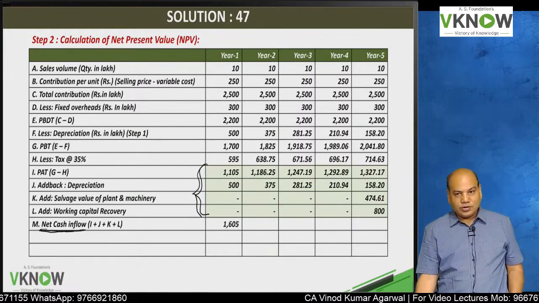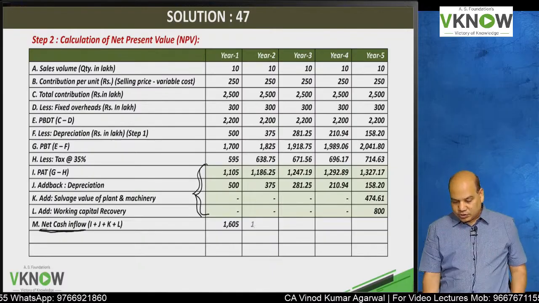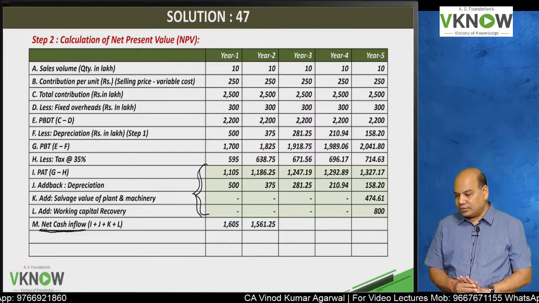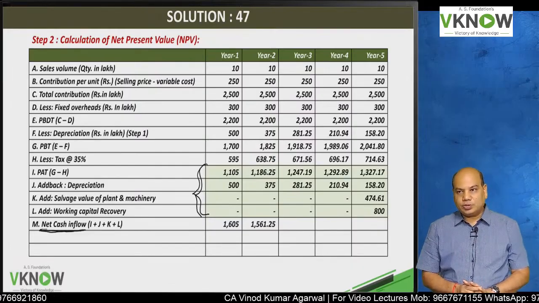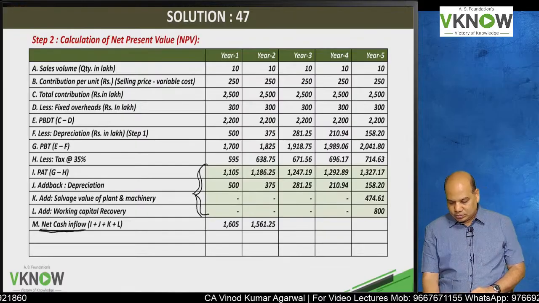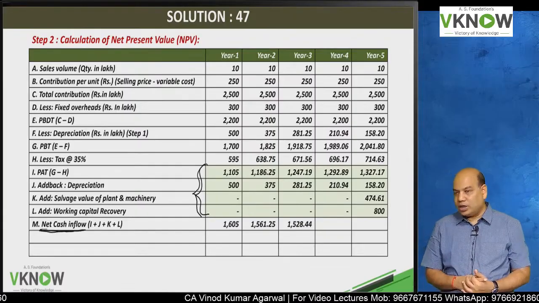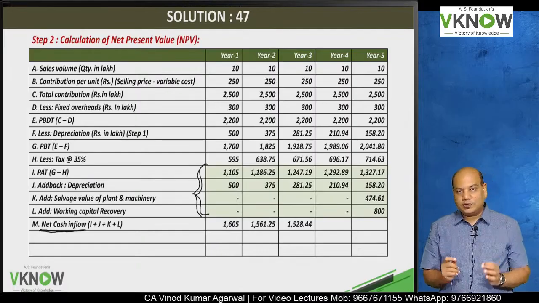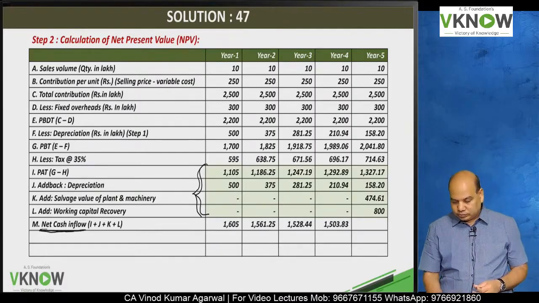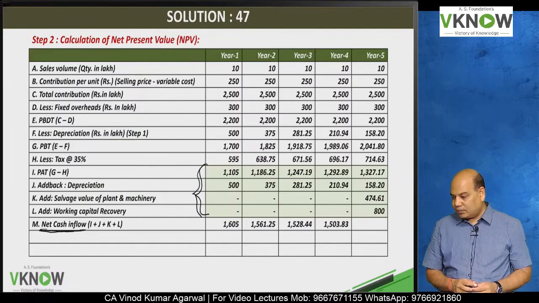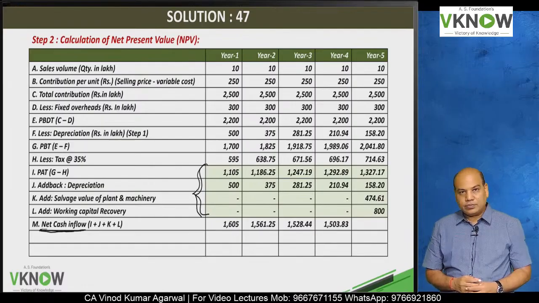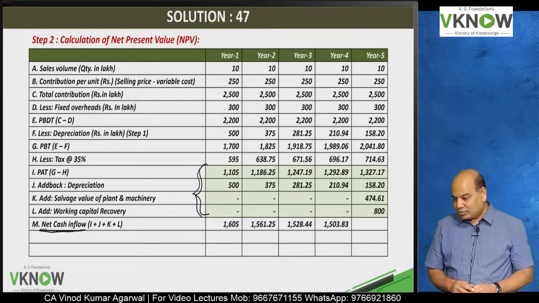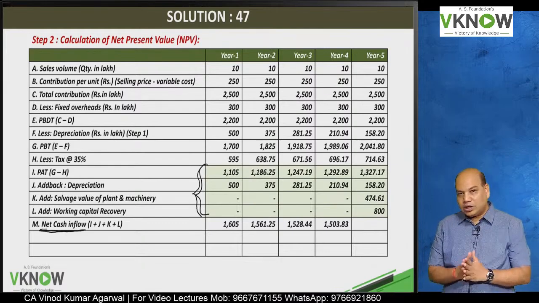So that is 1605, 1561.25, 1528.44, 1503.83. And the last one, who will tell me the last one?